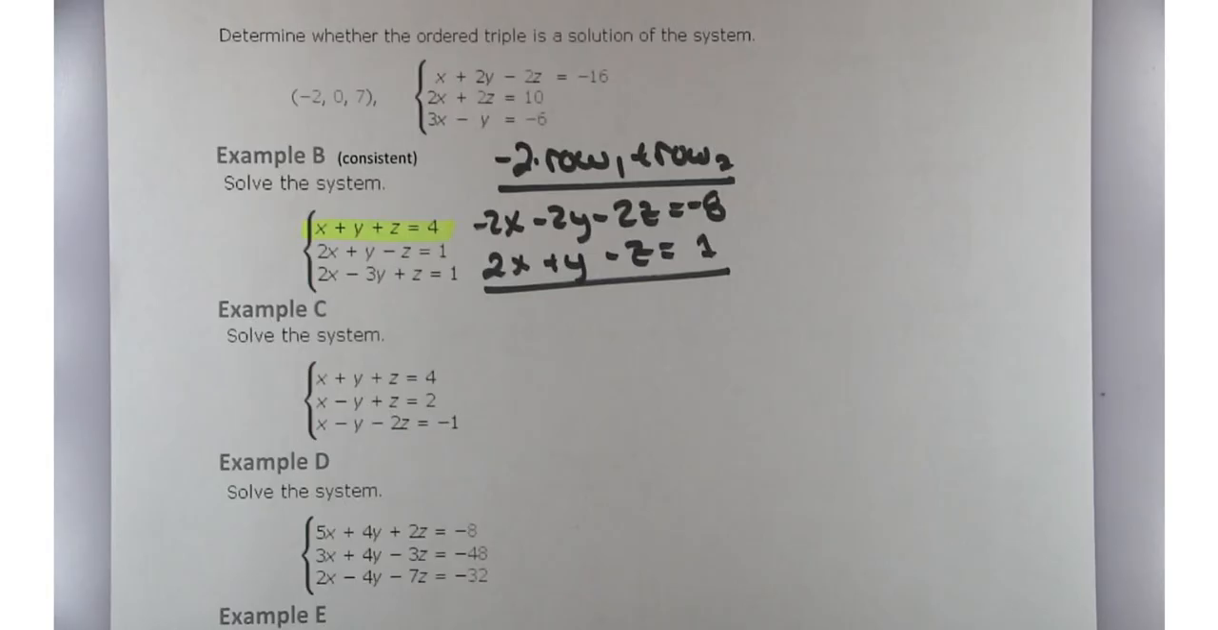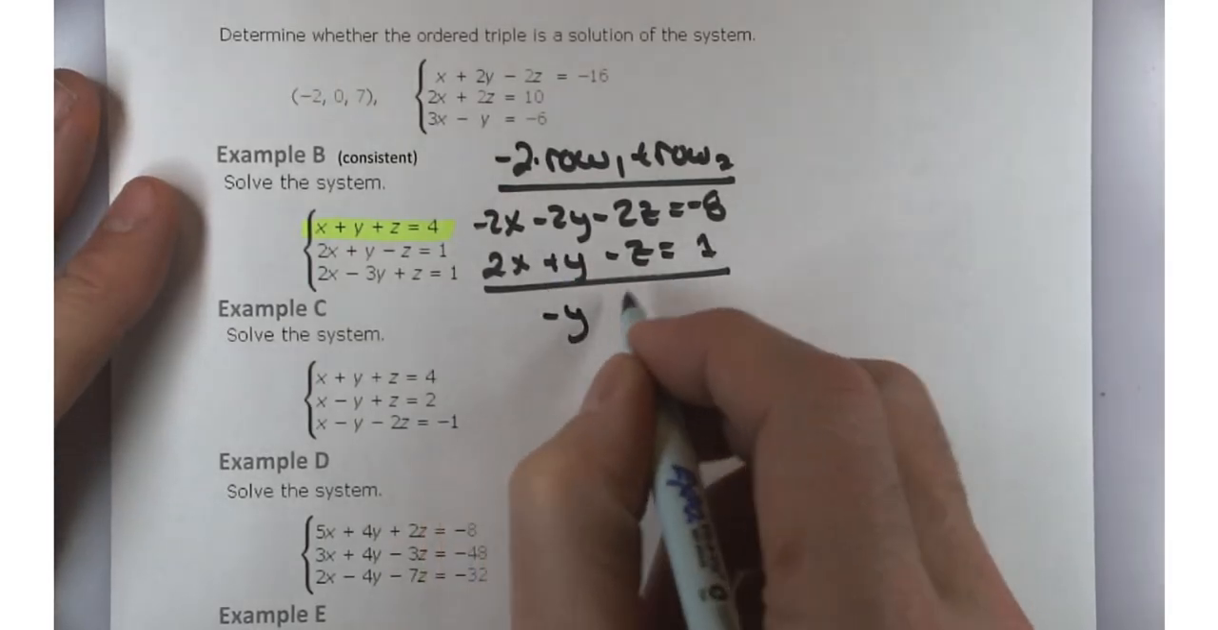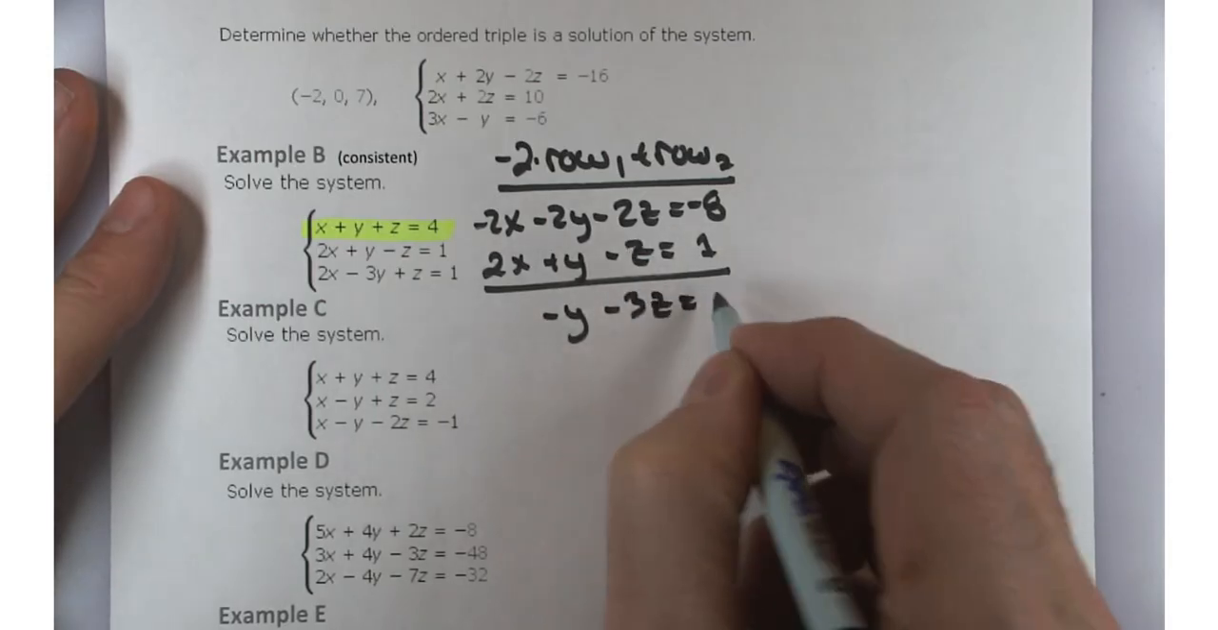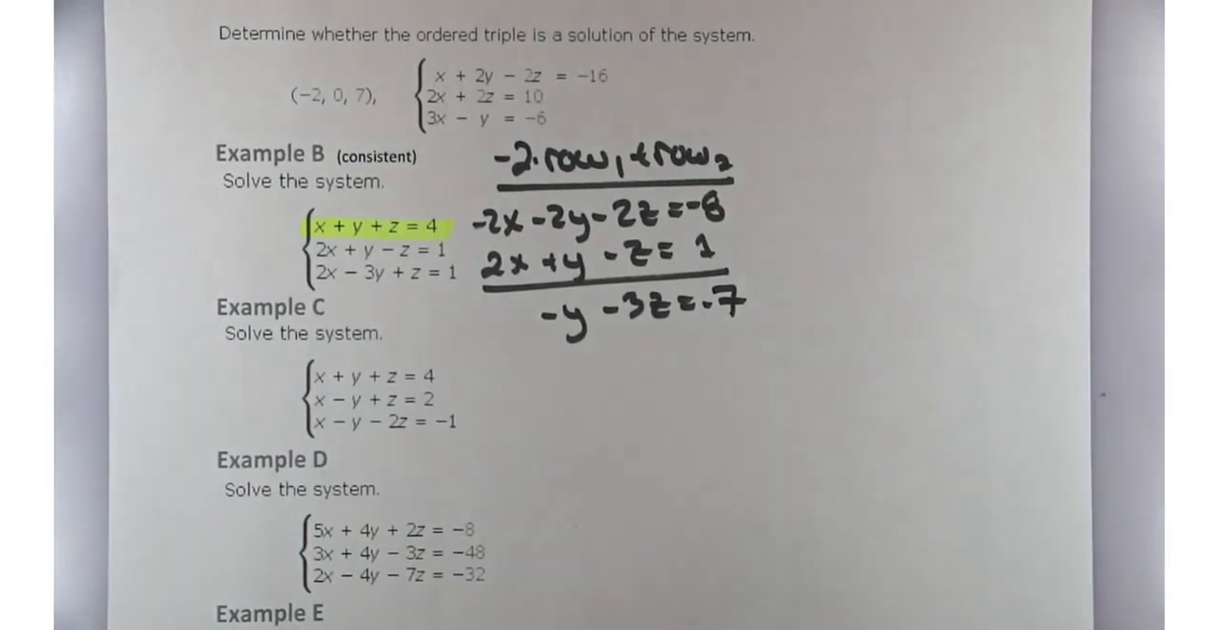Someone help me? y equals -7. -y minus 3z equals -7. And you just leave that one there for the moment. I'm not going to touch it just yet.